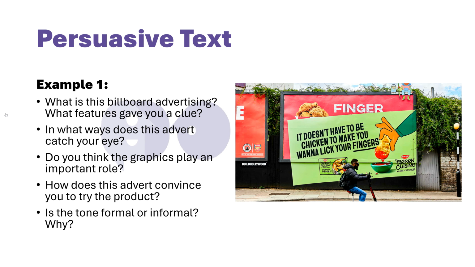So this style of text is designed to convince the reader to adopt a particular point of view or make a specific decision, like you would find in an advertisement, a political speech, or an opinion piece. For example one, as you can see, I have chosen an advertisement, a billboard advertisement. So, once again, pause the video for as long as you need just to familiarise yourself with the picture. What is this billboard advertising? What features specifically gave you a clue?